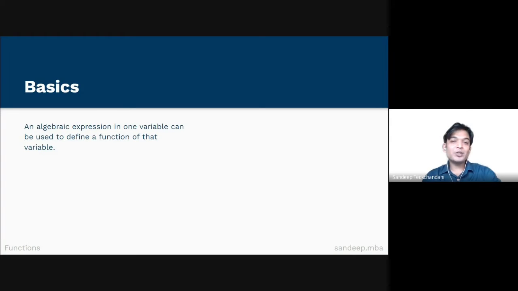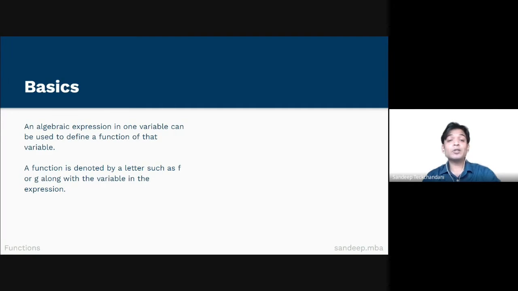A function is denoted by a letter such as f or g along with the variable in the expression. For example, the expression x cubed minus 5x squared plus 2 defines a function f that can be denoted by f of x is equals to x cubed minus 5x squared plus 2.